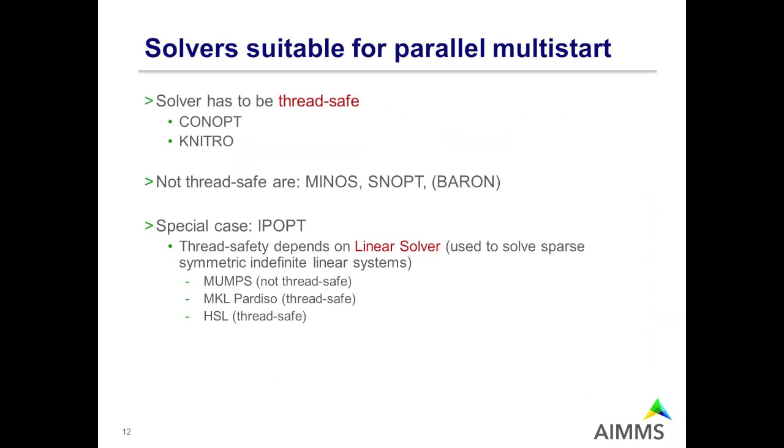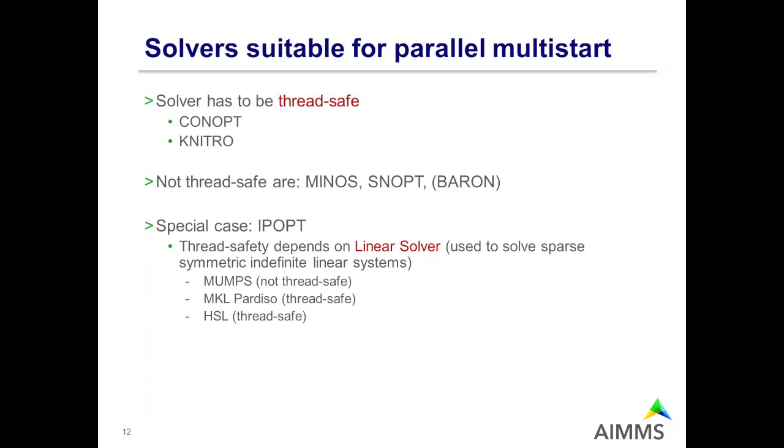Okay. Which solvers are suitable for parallel multistart? To be suitable, the solver has to be thread safe, so that the solver DLL can be called from multiple threads. In AIMMS, CONOPT and KNITRO are thread safe. Not thread safe are MINOS and BARON, but using a global solver in a parallel multistart algorithm does not make any sense. Then you can better use the global solver directly, of course.